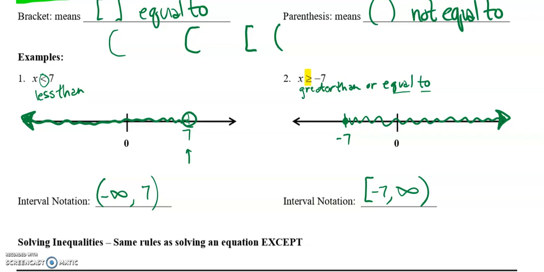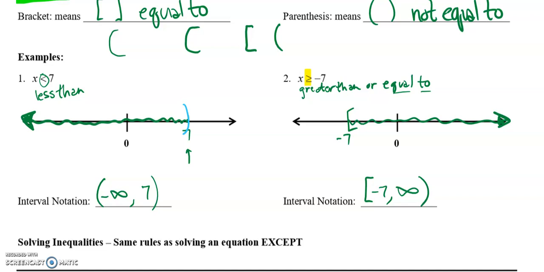Now, sometimes in Algebra 2, as you get more sophisticated in our mathematics, instead of using an open circle on the 7, they will actually put a parenthesis on the graph instead of the open circle. And sometimes, instead of the closed dot at the -7, they'll actually put a bracket there, which you can see leads itself very well to our interval notation.